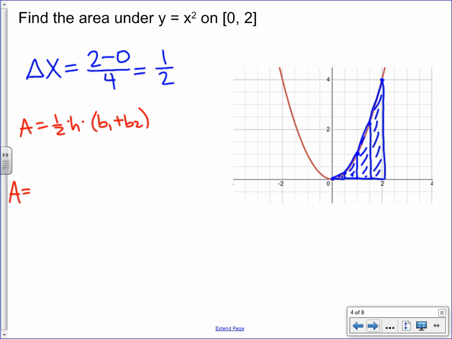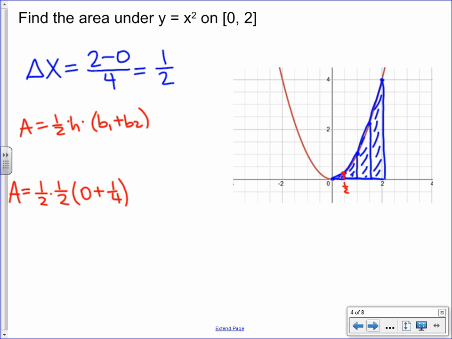Okay? So first trapezoid, 1/2 times the height times, well, our first base is 0, plus, what is this base right here? This is when x is 1/2, so how long is that base? 1/4. 1/4. How do you know the height was?